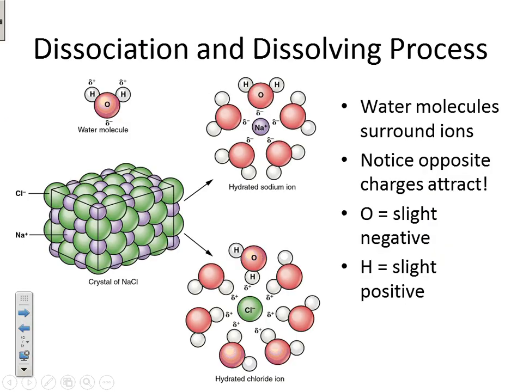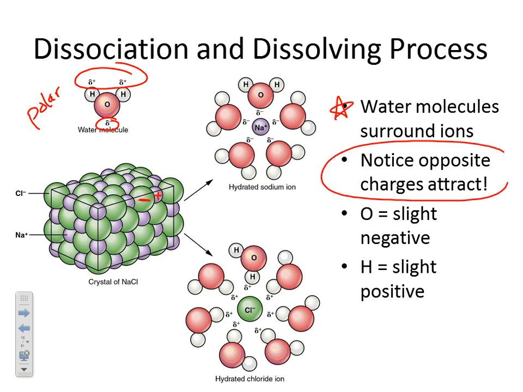Looking at this a little bit more, the reason that this happens is because water is a polar molecule. So it has the partial negative and the partial positive ends. It has the two separate ends. When you put the ionic compound in water, well, the ionic compound has charges. The green is the chloride, that's the negative charge, and the blue is the sodium, that's the positive charge. So the water molecules surround the ions because opposite charges attract. Your oxygen is your slight negative end, your hydrogen is your slight positive end.